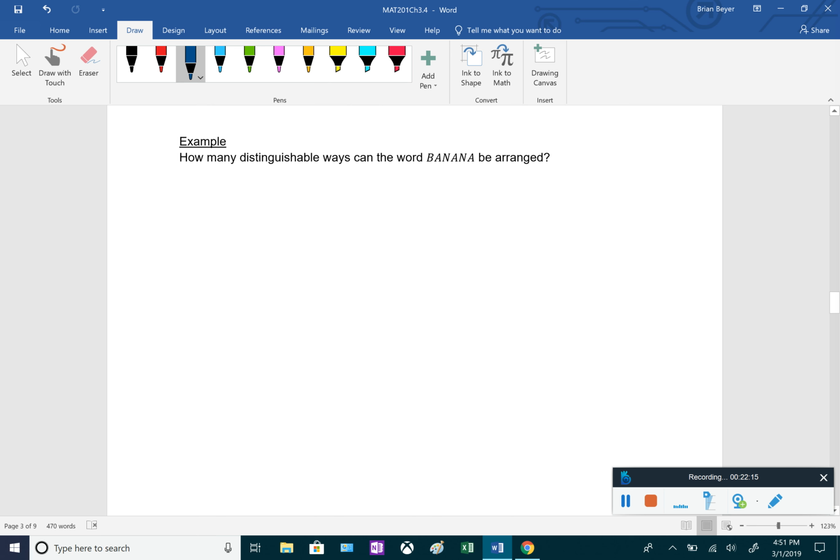Let's do one more example. How many distinguishable ways can the word banana be arranged? Same concept here. n, the total number of objects, is 6. There's 6 letters in banana. n sub 1, I'm going to let this be the number of B's, which is 1. n sub 2 is going to be the number of A's, which is 1, 2, 3. And n sub 3 is the number of N's, which is 1, 2.